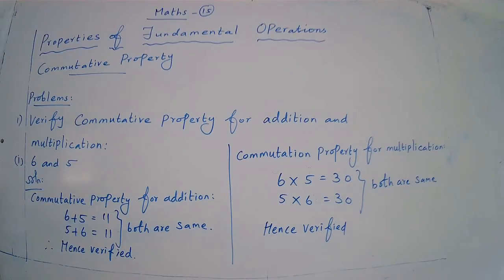Okay, same type of question only. Verify commutative property for addition and multiplication. Okay, children. So, first of all, you verify commutative property for addition. What is the rule? A plus B is equal to B plus A. Okay, children?